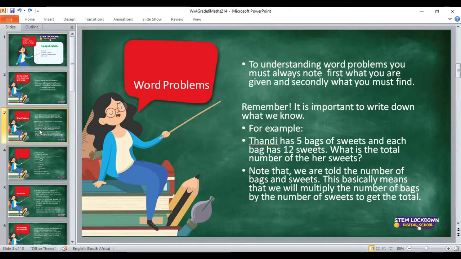Note that we are told the number of bags and sweets. This basically means that we will multiply the number of bags by the number of sweets to get the total.